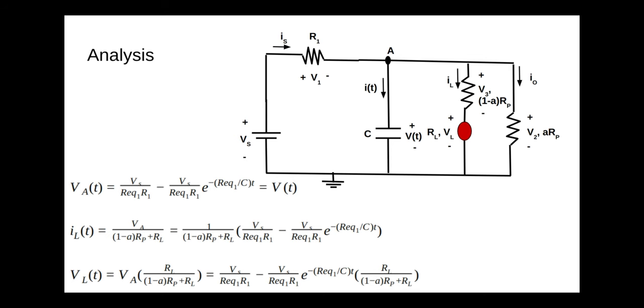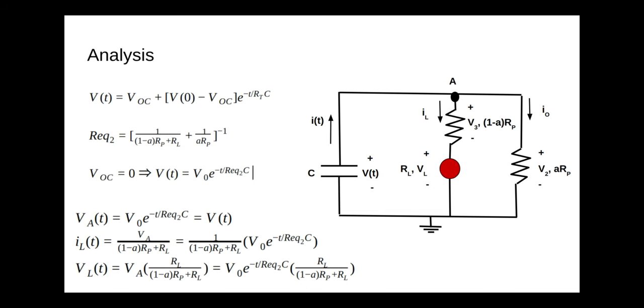I then used Ohm's law to find the current running through the LED at any time when the switch was closed, and then I used voltage division to find the voltage potential across the LED at any time when the switch was closed.